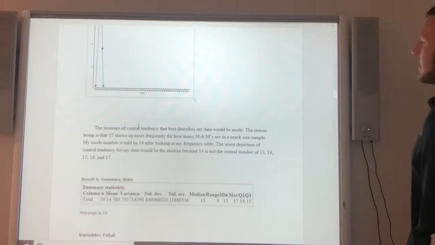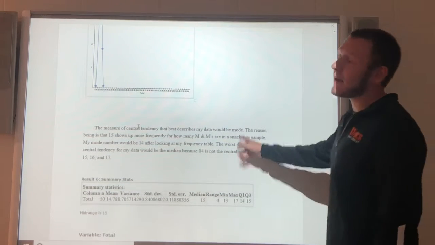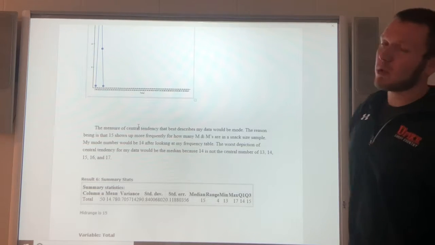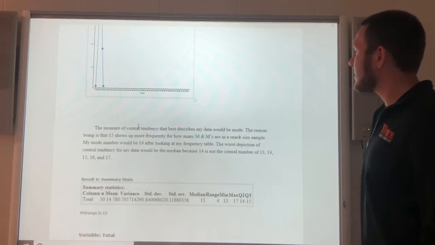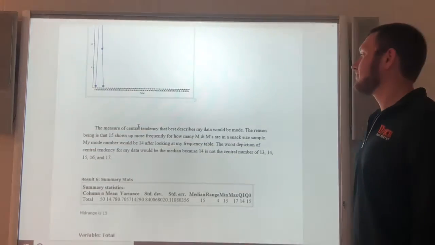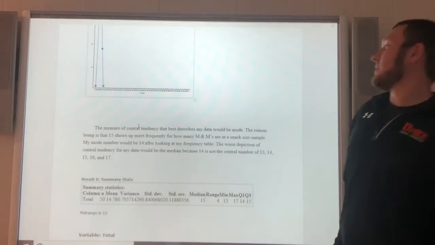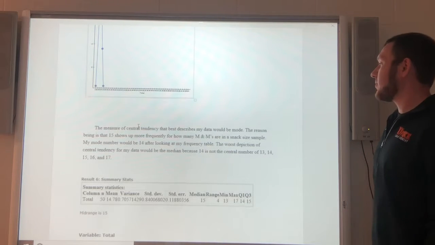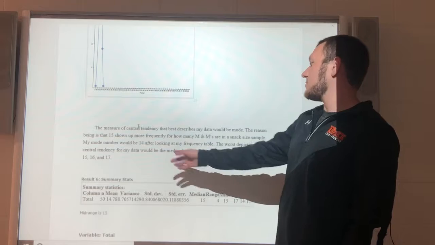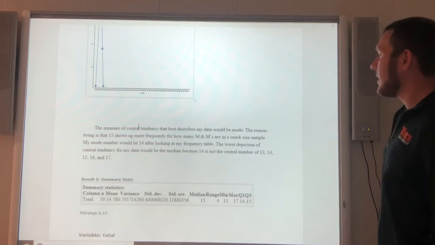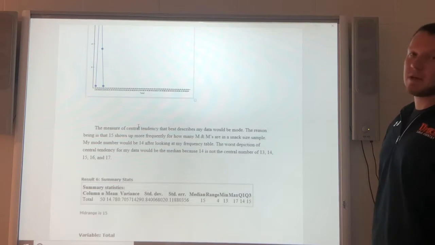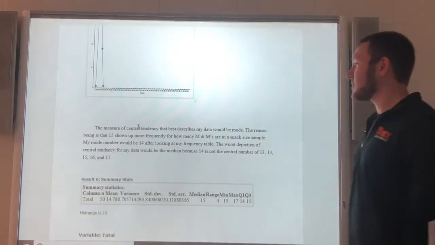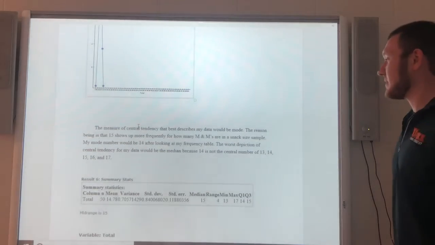So the measure of central tendency that describes my data would actually be the mode. The reason being is that 15 shows up more frequently for how many M&Ms are in a snack size bag sample. My mode number would be 14 after looking at my frequency table. The worst depiction of central tendency for my data would be the median because 14 is not the central number of 13 through 17. Again, the numbers that we would use for that are 13, 14, 15, 16, and 17.